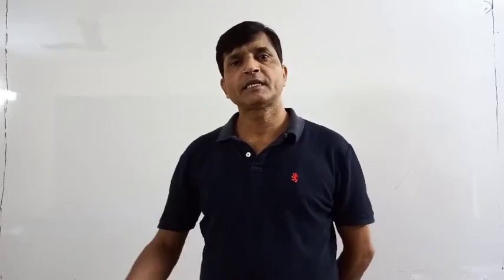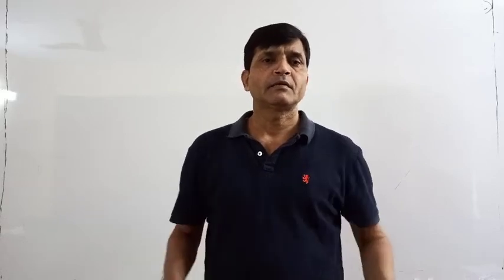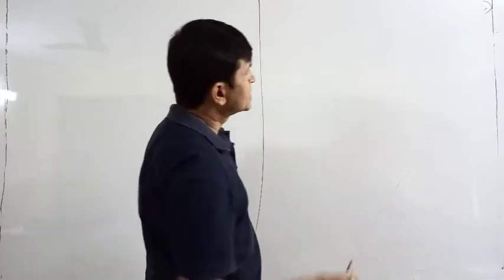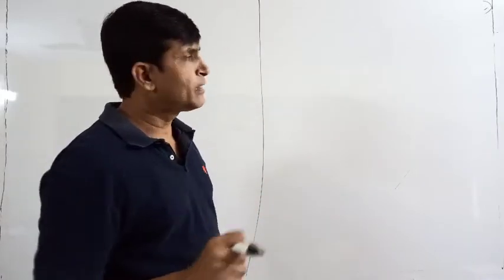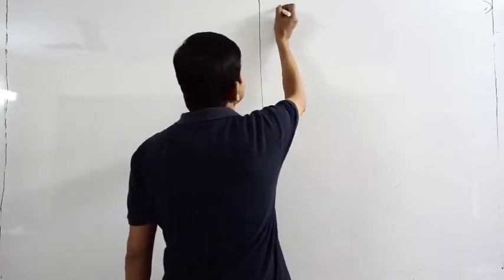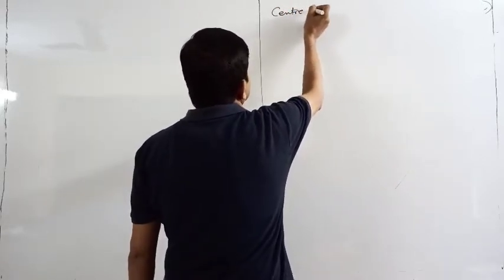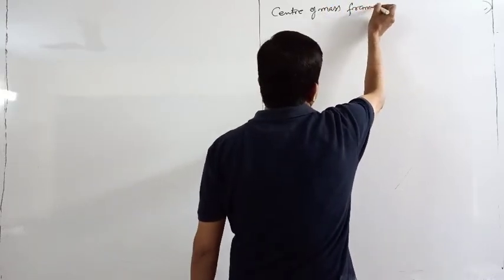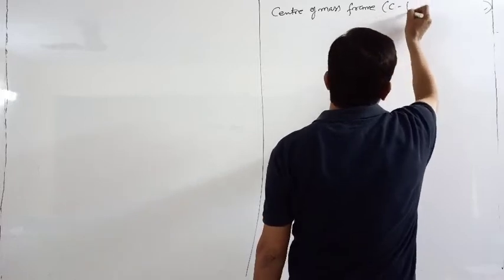Okay, so first see what is the meaning of center of mass frame. It means when we are looking at any object from the center of mass, then what type of scenario we can find. Now see here. That frame, center of mass frame, is also called the C frame.